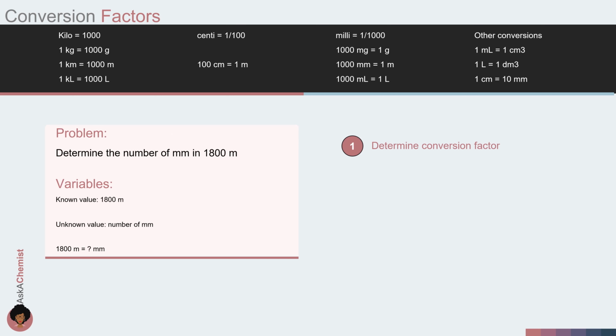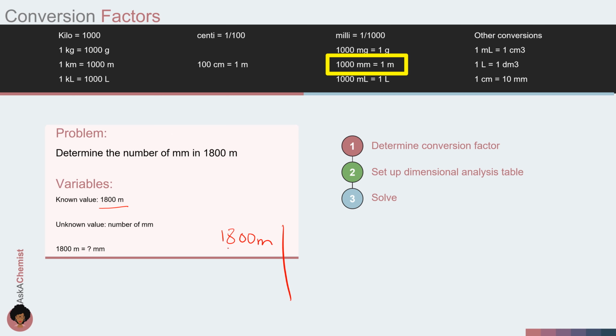Well, first we need to determine our conversion factor. Our conversion factor is 1000 millimeters is equal to 1 meter. Now we can set up our dimensional analysis table and then we can solve our problem. So to set up our table, we want to start with the value that we know that we have. So we know that we've got 1800 meters and we're trying to go to millimeters. We put meters on the bottom so that this will cancel out. And looking at our conversion factor, we know that there are 1000 millimeters in 1 meter.